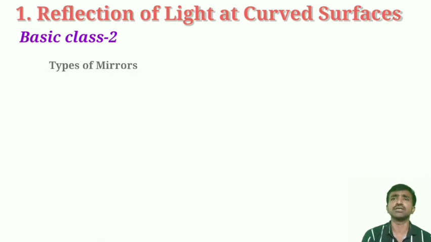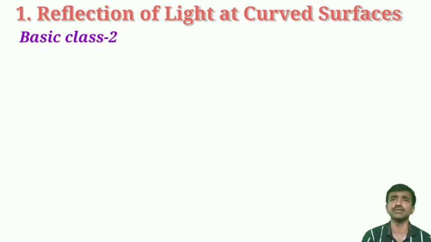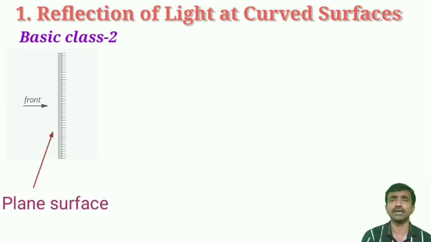Then what are the types of mirrors? There are mainly three common types: one is the plane mirror and the others are concave and convex mirrors, which we can call spherical mirrors. So what about the plane mirror? Any mirror has two types of surfaces, as we discussed. If the reflecting surface is completely flat or plane, then this type of mirror is called a plane mirror.